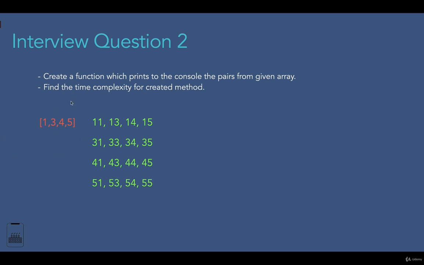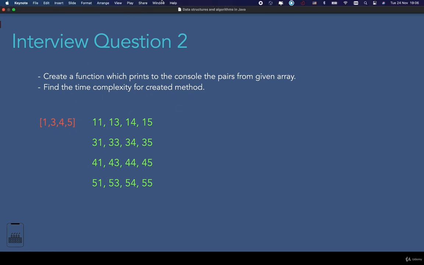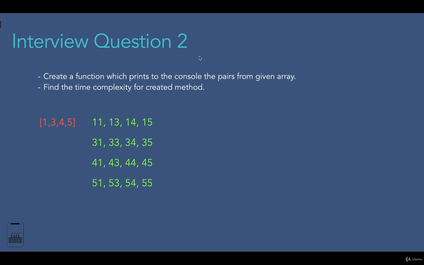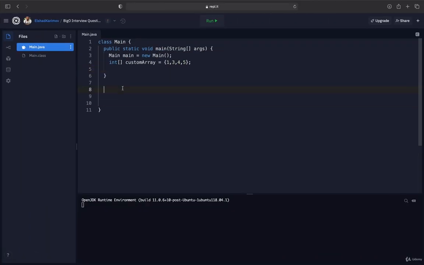So basically what we are doing over here, we are taking elements one by one and then again looping through this array to print out the pairs with itself and with other elements. Now, when we run our function, it should return something like this. So the first thing that we are going to do, we are going to create our function in Java. I'm going to declare our method, which will be printPairs. This method as a parameter will take an integer array.